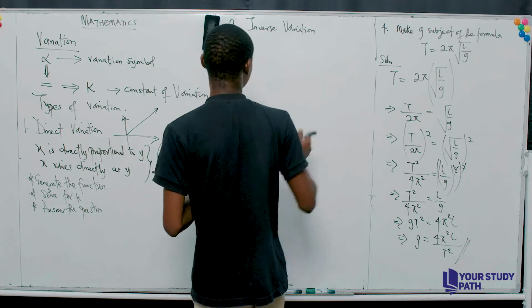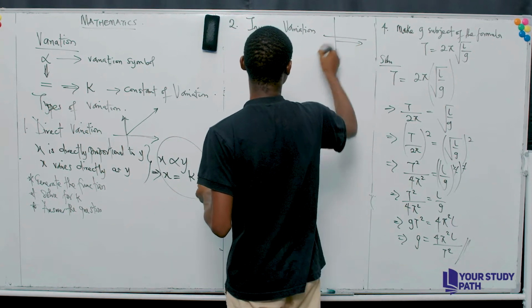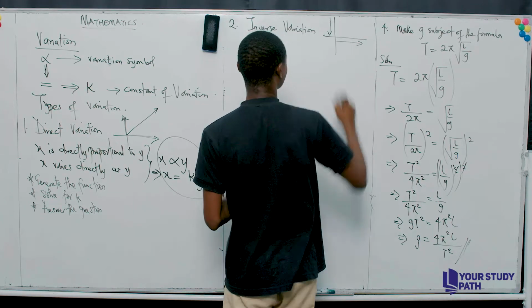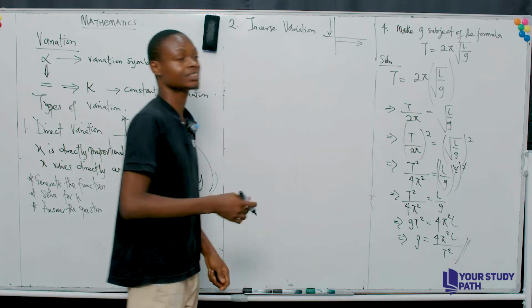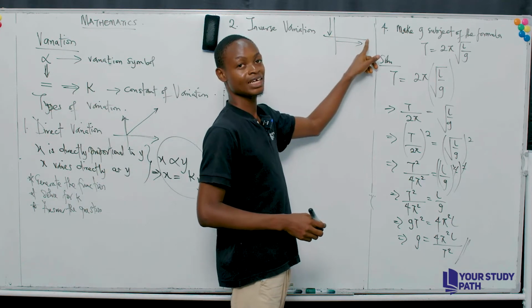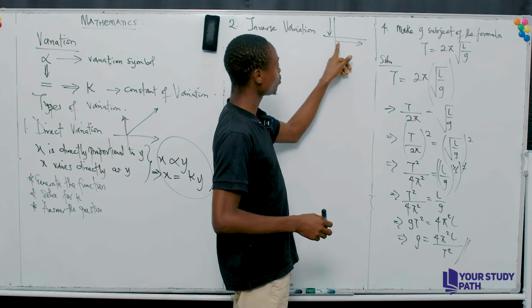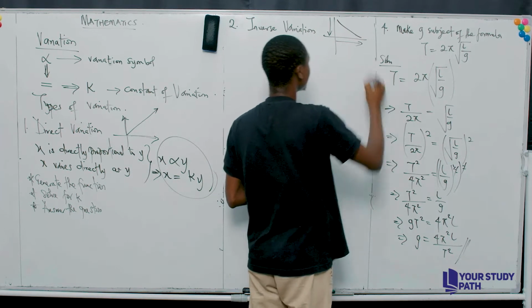If you were to plot a graph for it, we are simply saying that if this is going this way, this must come this way. So it means that whenever this is at the lowest point, that is when this is at the highest point. And whenever this is at this lowest point, that's when this is at the highest point. So you are talking about the variation that goes like this.